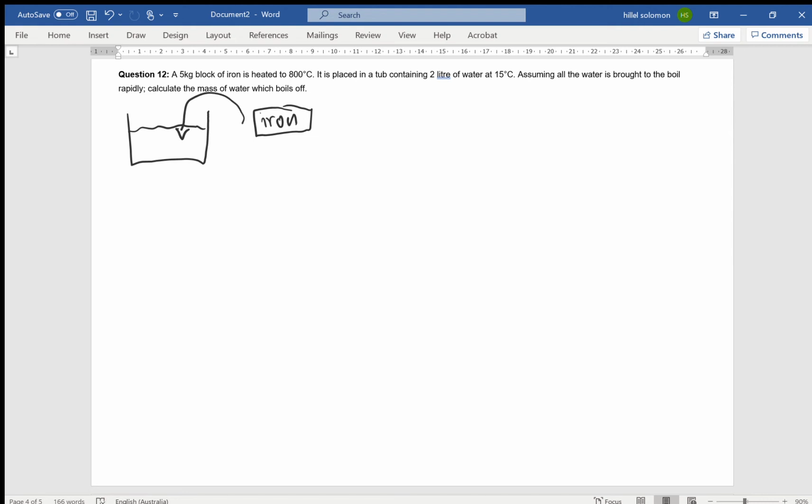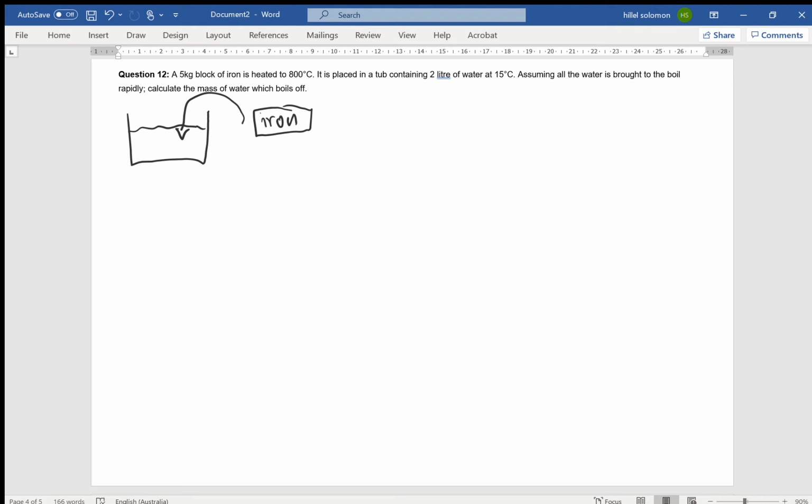When it says that assuming all the water is brought to the boil rapidly, so that iron, when it drops into the water, is going to heat that water up to 100 degrees Celsius, and then some of it is going to turn into a gas. So the task we've been given is to calculate the mass of water which boils off. That means not all the water is going to boil off, only some of it.